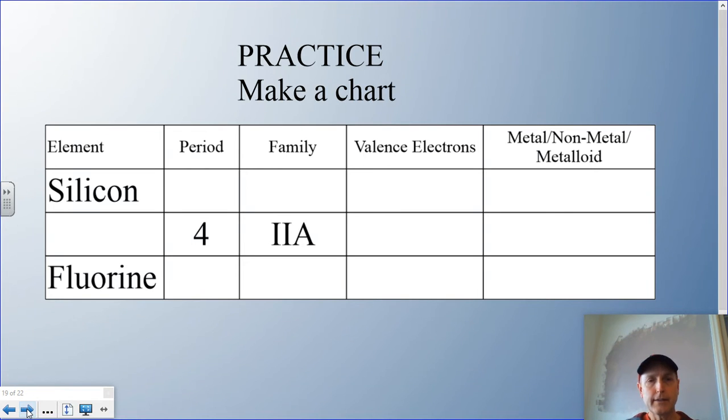All right, so I want you to make this little chart somewhere on a piece of paper, and then pause the video while you use your periodic table to practice filling in this chart, and then we'll come back together.